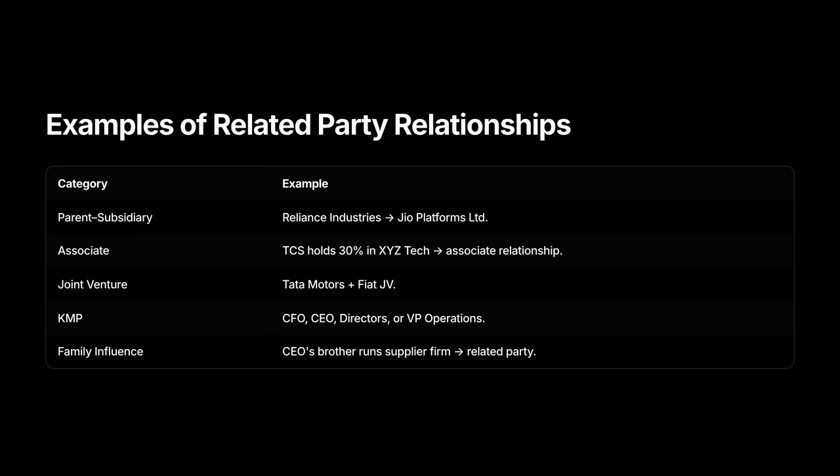8. Examples of related party relationships: parent and subsidiary, obvious control link; an associate, large minority stake giving significant influence; a joint venture, shared control under contract; KMP, CEO, CFO, executive directors; family influence, relatives owning supplier or customer businesses. Tiny example: Company A owns 60% of Company B. B is a subsidiary of A.